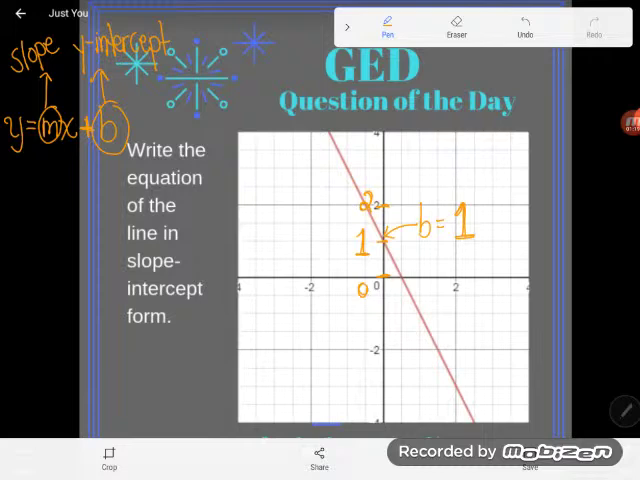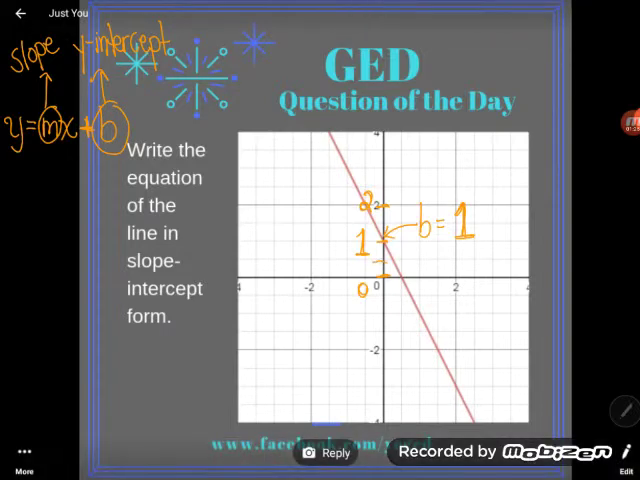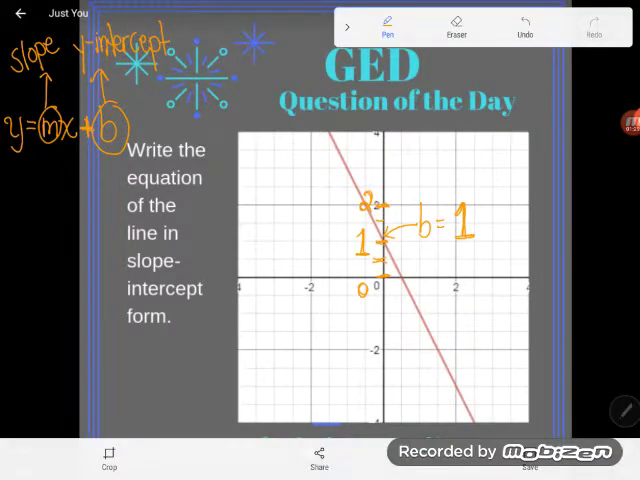A lot of students count boxes, but there's no guarantee my box represents one whole unit. In this case, my boxes are each a half. You know, a half, and then 2 halves makes a whole, and then 1 1/2 and 2. Okay, so I'm right at b equals 1.